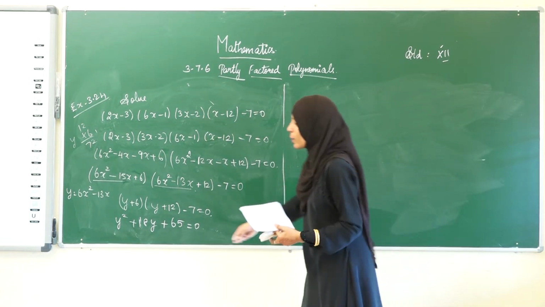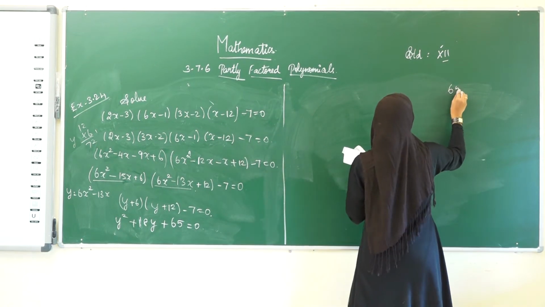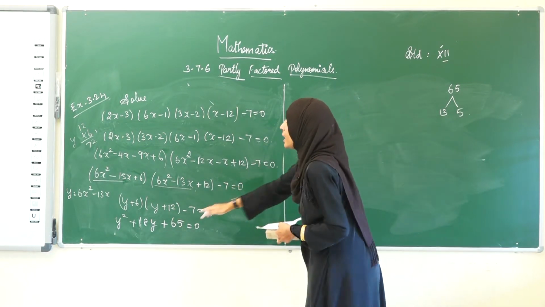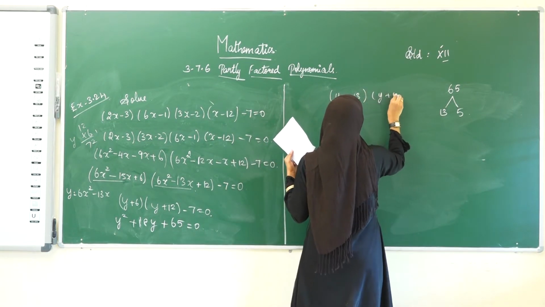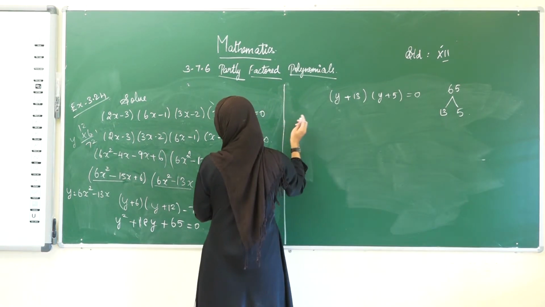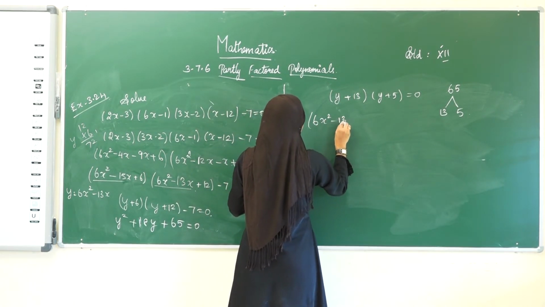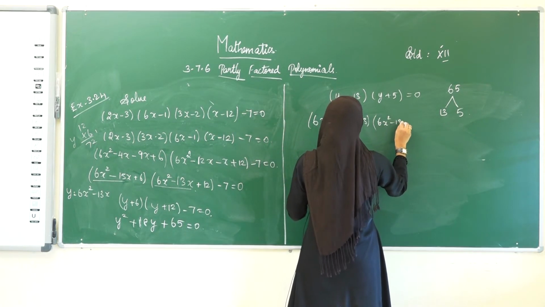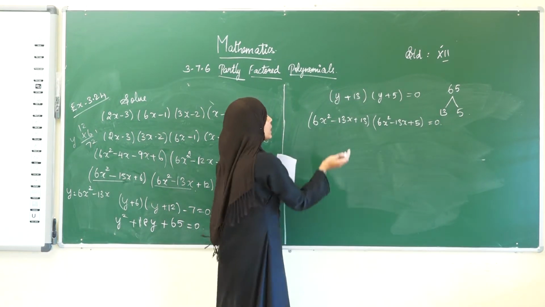Okay, so we got this quadratic equation. Now we are going to solve this, that is we are going to split 65. How can we split 65? 13 into 5, when we add this we get 18. So this can be written as y plus 13 into y plus 5 equal to 0. Okay, now we are going to substitute the value of y. What is the value of y? 6x square minus 13x, that is 6x square minus 13x plus 13 into 6x square minus 13x plus 5 equal to 0. So we are going to solve these two quadratic equations.